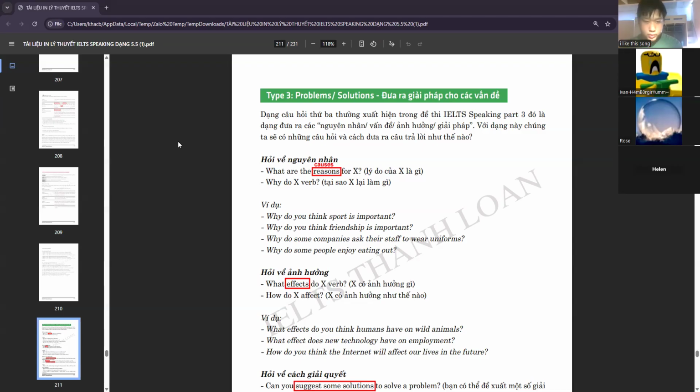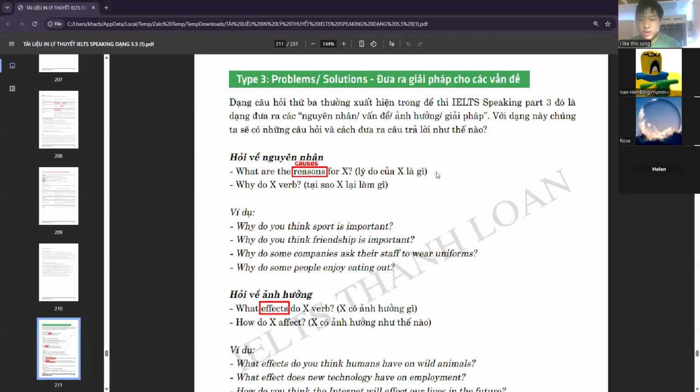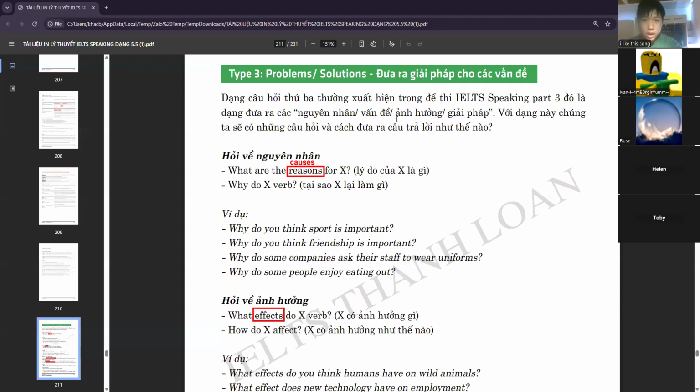And yeah, now for this part we will have a few different types of questions. The first type of question that we have to provide for here is the causes. So what do I mean by the causes here?